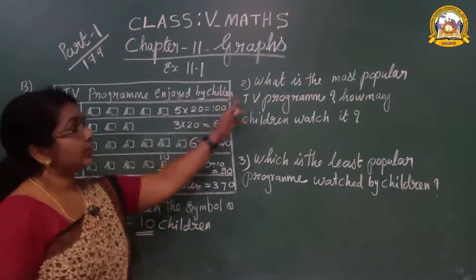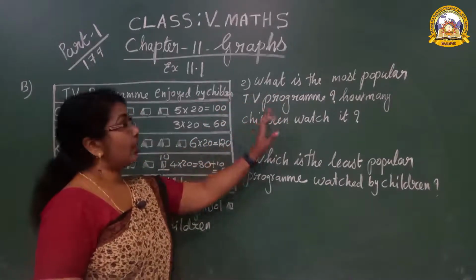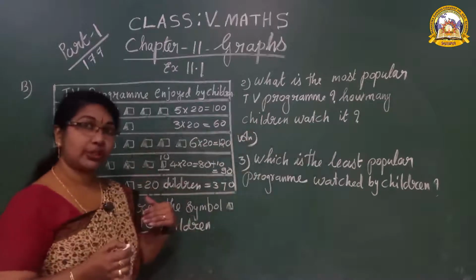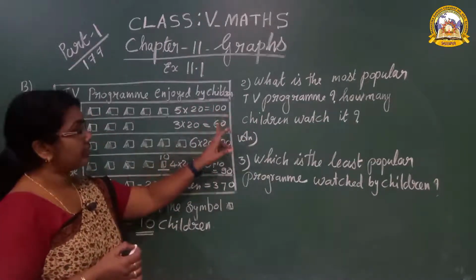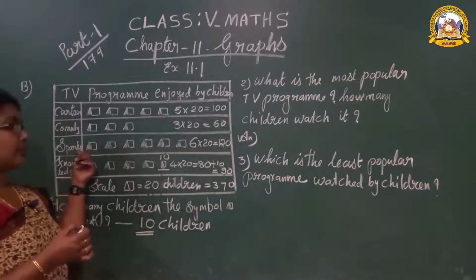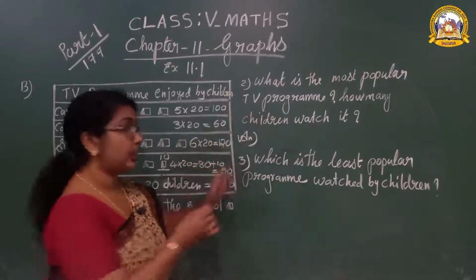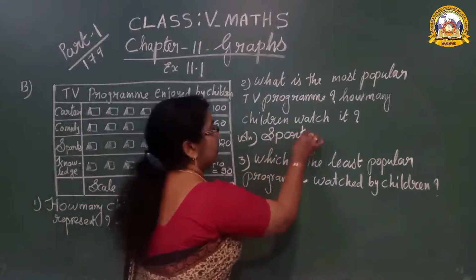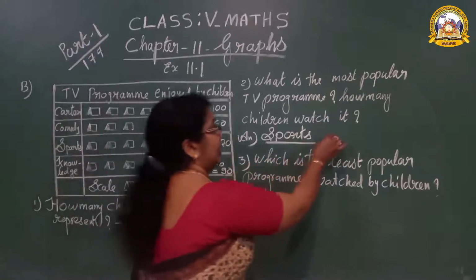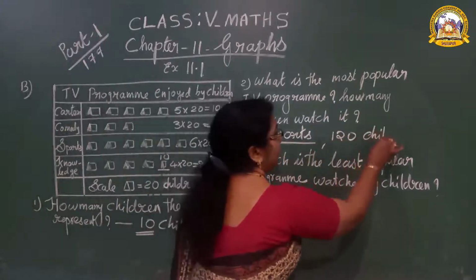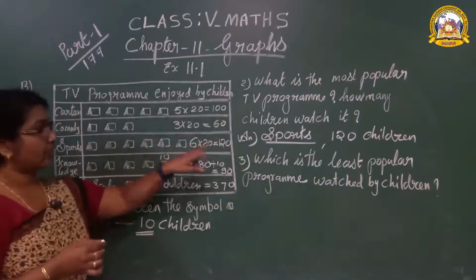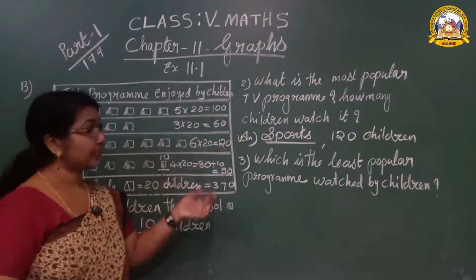Now see the second question. What is the most popular TV program? How many children watch it? There are two questions. How to find out which is the most popular TV program? You should see the numbers 100, 60, 120, 90. Which is the largest number? 120. So which program? Sports. So you should write down the answer: sports. Then how many children like it? 120 children like it. You should write 120 children. The most popular TV program is sports, and 120 children like it.